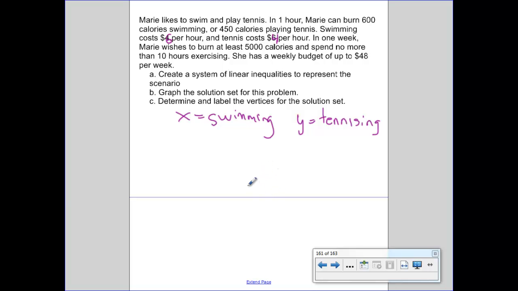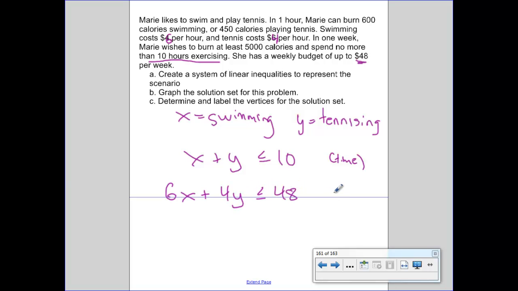Okay, let's write some inequalities here. I can think of one inequality. She only wants to commit no more than 10 hours. So X plus Y has to be less than or equal to 10. This is an equation based on how much time she has. She does not want to spend more than 10 hours a week doing stuff. That's one of her limits. Another one of her limits is she only wants to spend $48. So, let's see, swimming is now $6, tennis is now $4, and that has to be less than or equal to 48. And that's a money parameter.